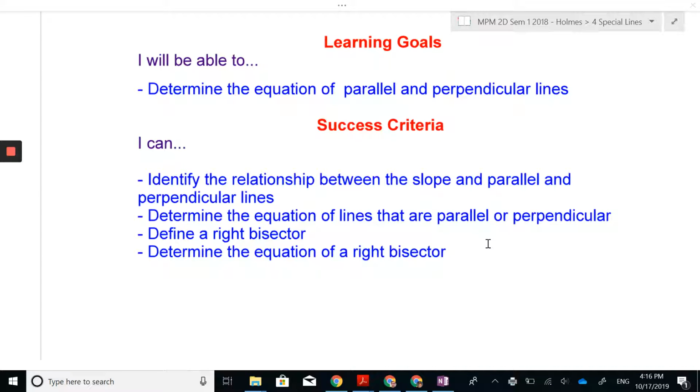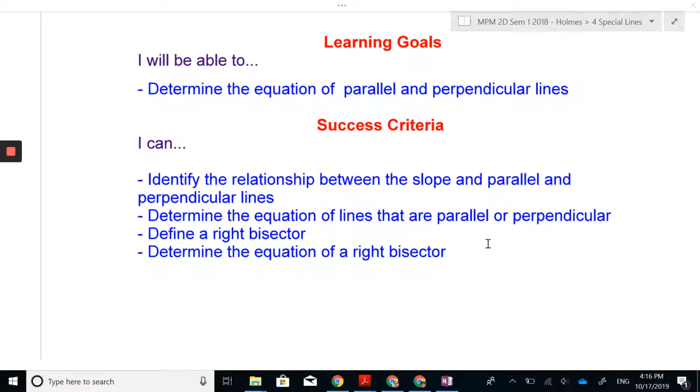So today's learning goal is we want to be able to determine the equation of parallel and perpendicular lines. This is something similar to what we've done in the past, but we're just going to be adding a twist to it, applying it in various situations. So we're going to need to know multiple steps in order to achieve success by finding the equations.